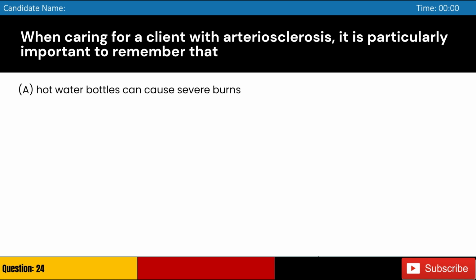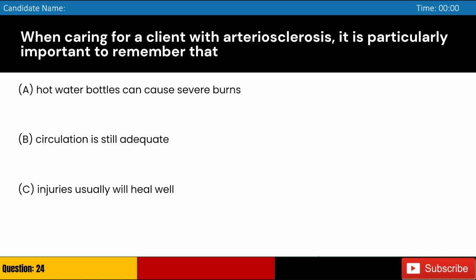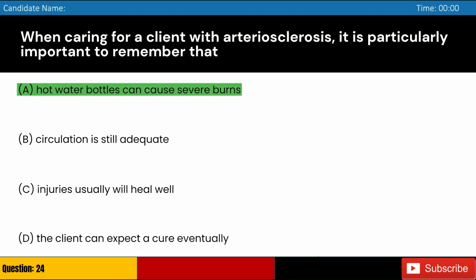When caring for a client with arteriosclerosis, it is particularly important to remember that A. Hot water bottles can cause severe burns. B. Circulation is still adequate. C. Injuries usually will heal well. D. The client can expect a cure eventually. Answer A. Hot water bottles can cause severe burns.